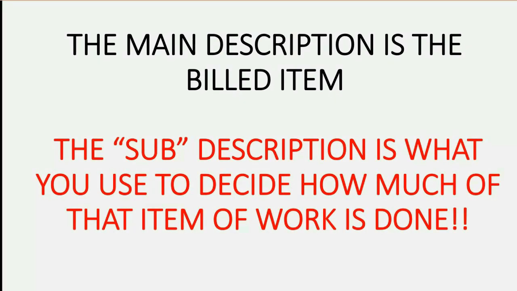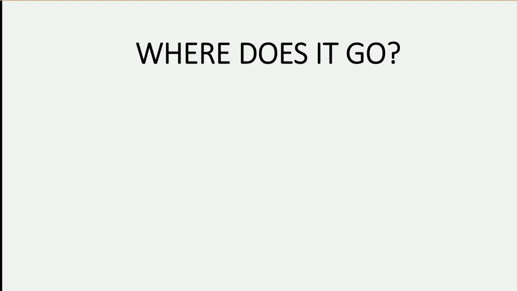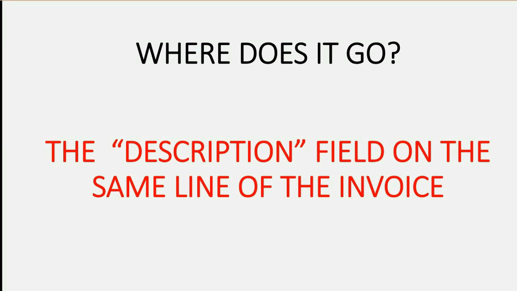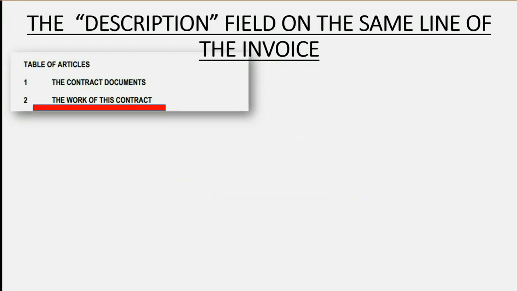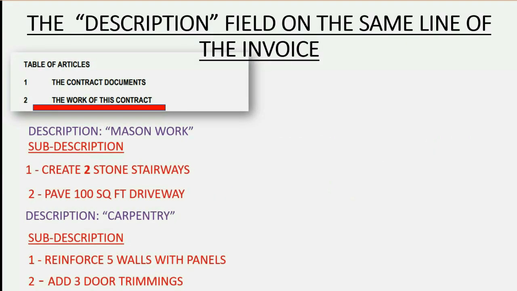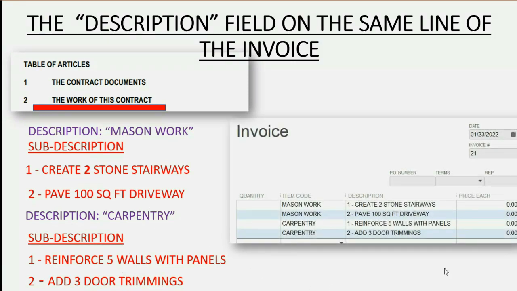that you use to decide how much of the work is done, and the subdescription goes in the description field on the same line of the invoice as the name of the item. For example, if the work on this contract called for 2 items, mason work and carpentry, and this was the description of the exact mason work you're going to do, and this was a description of the exact carpentry that you're going to do, how would it look on the invoice?